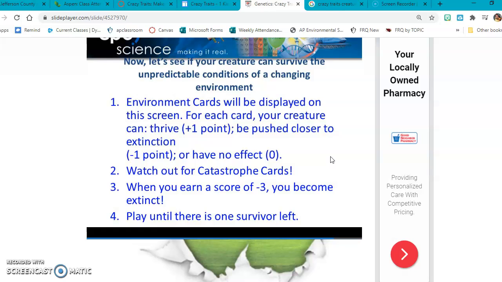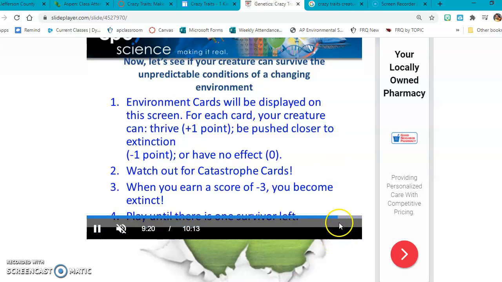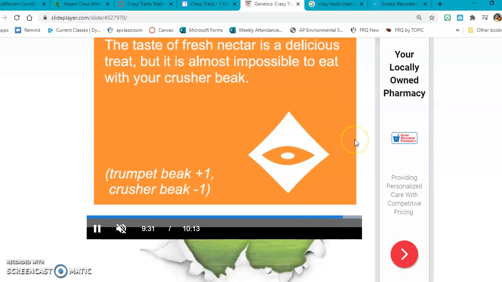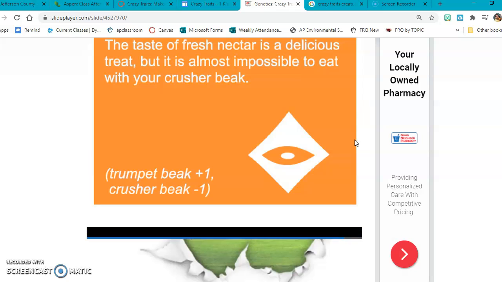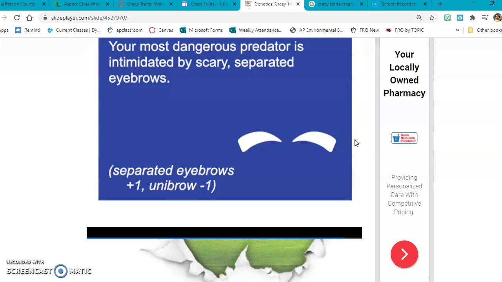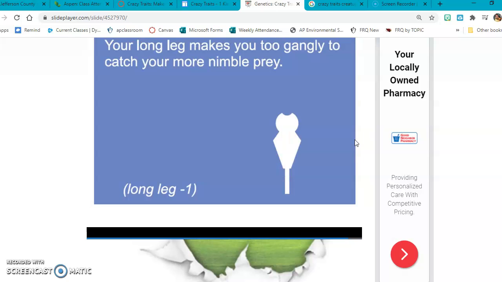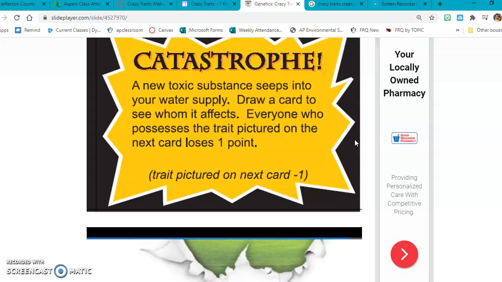Okay? So coming up is our catastrophe cards. And here we go. Here's the first one. The taste of fresh nectar is a delicious treat, but it's almost impossible. Dangerous predator, so plus or minus if you have separated eyebrows. Use your lobster claw to feast on oysters. Paws are -1. Your long leg makes you too gangly, so long legs -1.